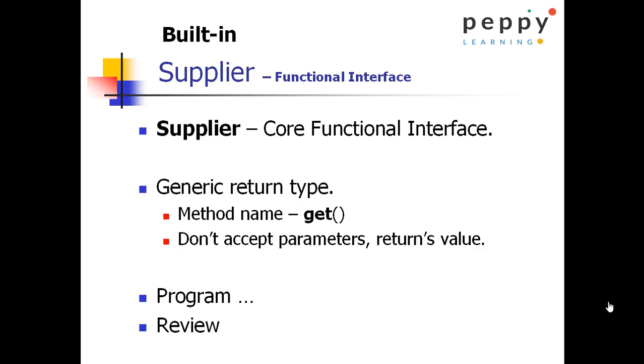Supplier is one of the core built-in functional interfaces. It has a method named get. It will not take any parameter but returns a value. As the name suggests, it will supply information. Supplier uses a generic return type. Let us see a program and review it again.